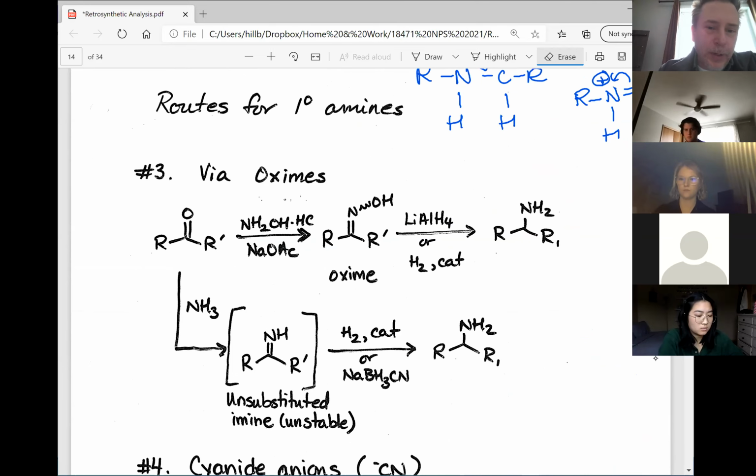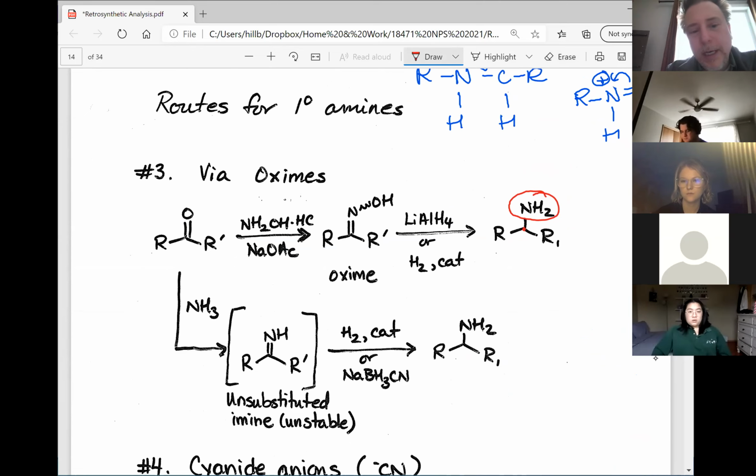Now, if you need to make a primary amine, this is interesting here. If you need to make a primary amine like this one, attached to a carbon with multiple different substituents, you can do a very similar reductive amination, either using the oxime, which is this functional group, or just using NH2, making an imine, and then reducing it.